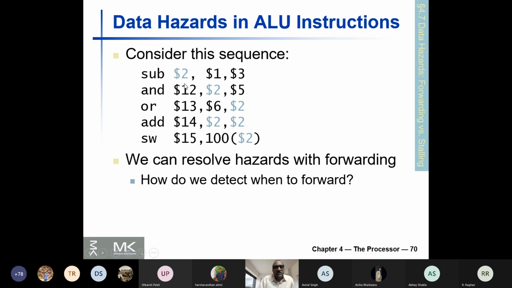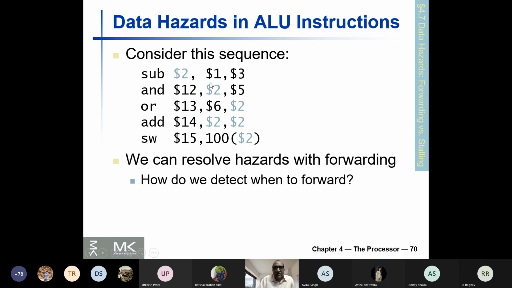The first instruction is the subtraction. The result of the subtraction will be used by the following instructions like AND, OR, ADD, and so on. The result is stored in register 2, and it is required by the AND operation, then the OR operation, as register operands. This gives rise to hazards, because the subtraction instruction will store the result into register 2 in the write back stage, but the following instruction requires that data in the execution stage itself.